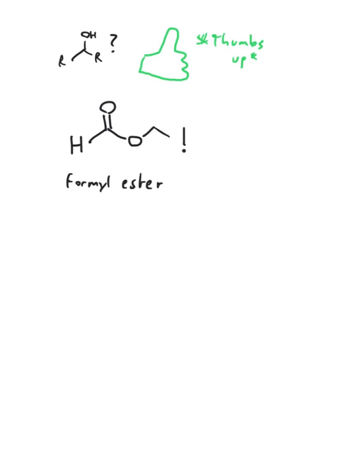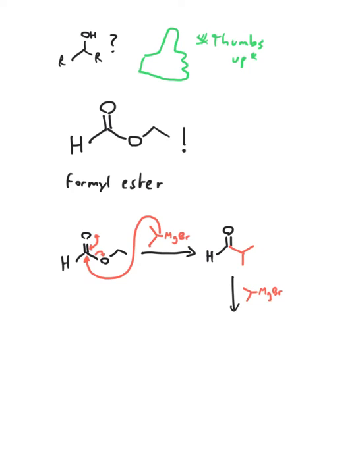You're probably wondering, can we make a secondary alcohol this way? And the answer is yes, we can, as long as we have a formate ester, i.e. it's like an aldehyde, but it's an ester. The initial substitution forms an aldehyde, which then undergoes further addition to form our secondary alcohol upon protonation.